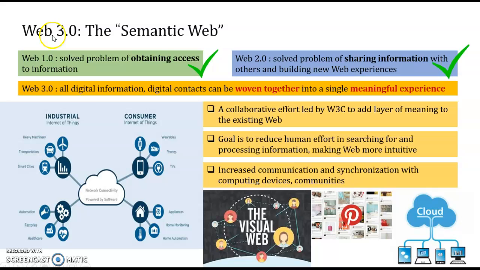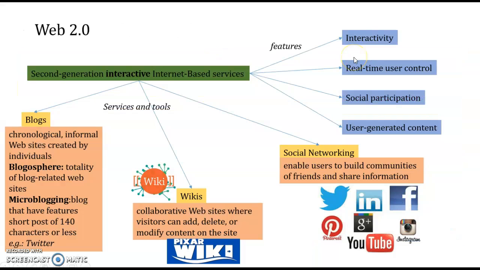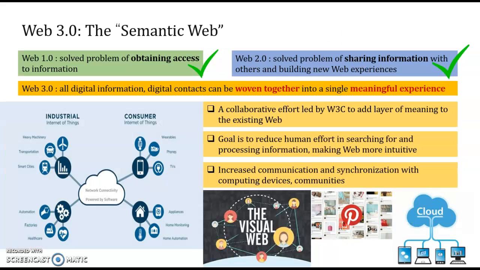Next, we move to Web 3.0, the semantic web. Okay, kalau Web 1.0, we solve problem of obtaining access to information. 2.0, dia lebih kepada, macam you tengok tadi, dia lebih kepada interaktif. Tapi kalau 3.0, all digital information, digital context can be woven together into a single meaningful experience.